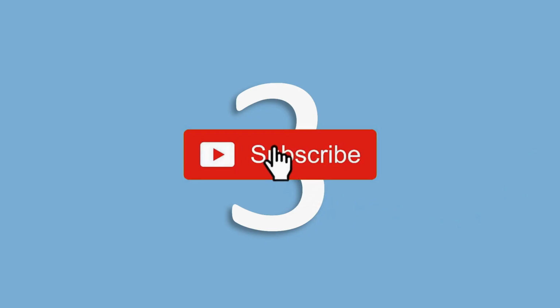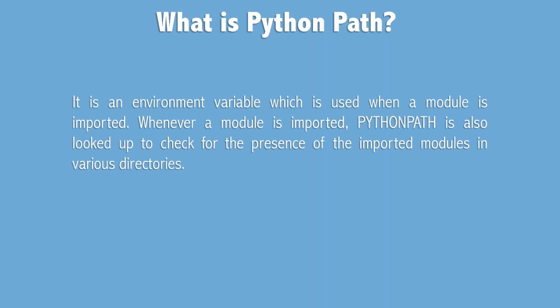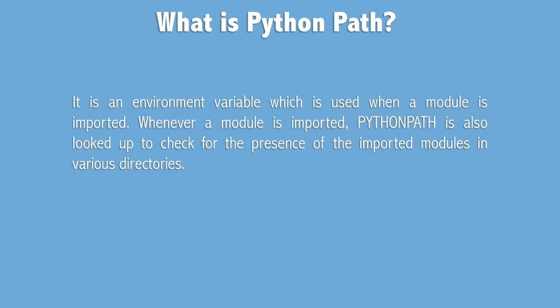Now we have the third most common question, which is, what is Python path? It is an environment variable which is used when a module is imported. Whenever a module is imported, Python path is also looked up to check for the presence of the imported modules in various directories. This is the most common question asked by an interviewer. Nowadays in the latest Python versions, the installation path of Python is automatically set up in your environment variable, so you don't have to explicitly configure the Python path.